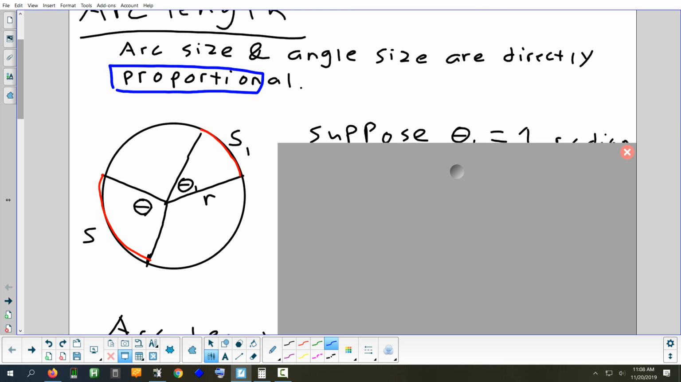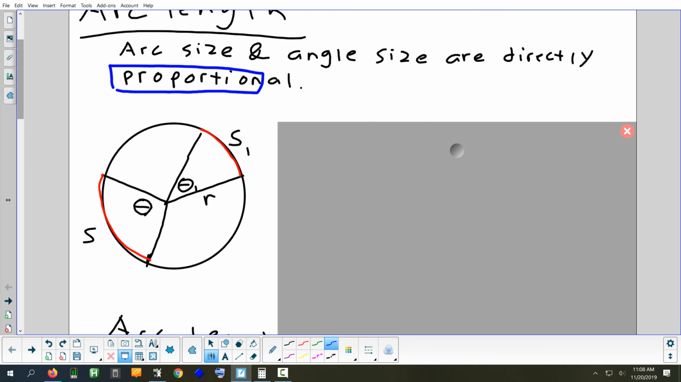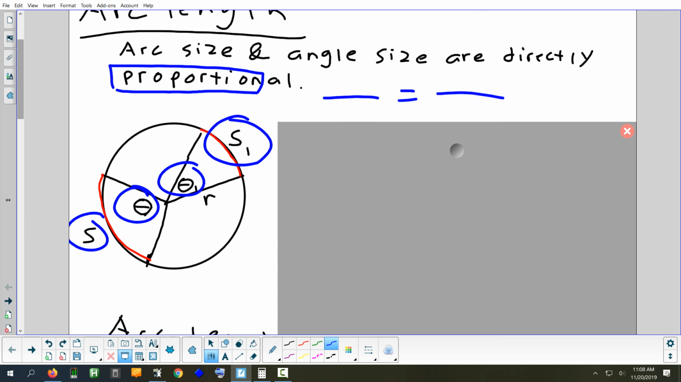So arc size and angle size are directly proportional. So let's see if we can set up a proportion. Now, there's lots of ways you can set up this proportion. You've got 4 spots. You've got 4 things you have to plug in. As long as, however, you set it up on the left, you do the same on the right, you're good. So, anyone, and there's a lot of ways you can do it, have a thought what I could put in this left fraction using 2 out of 4 of those circled things?